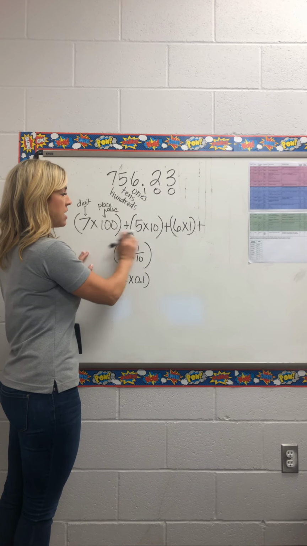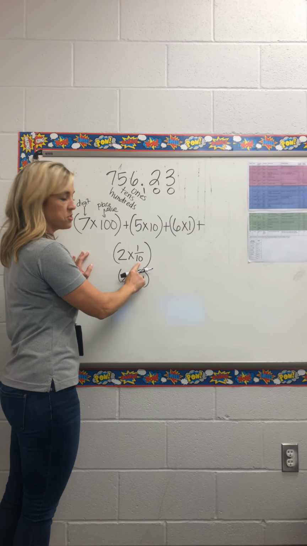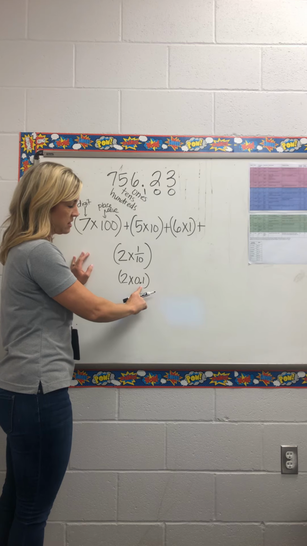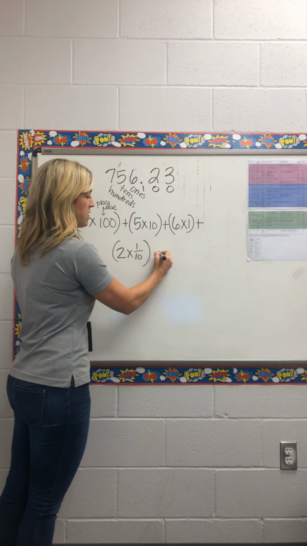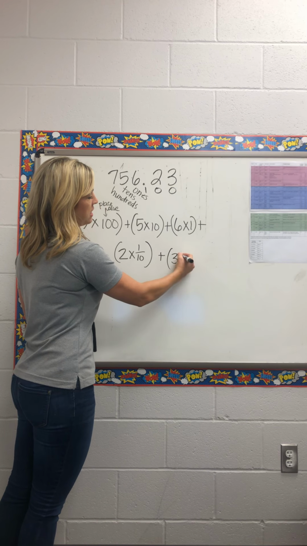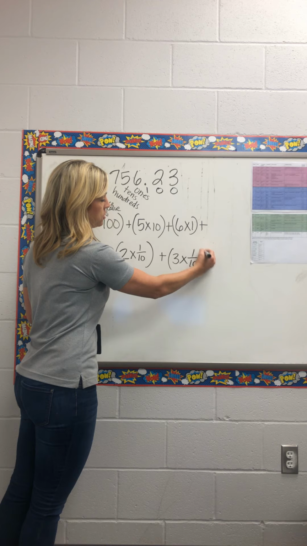The whole number stays whole numbers, but the decimal part is written with a fractional place value instead of the decimal place value. My last digit is 3, and it's in the hundredths place, so I put 3 times 1/100.